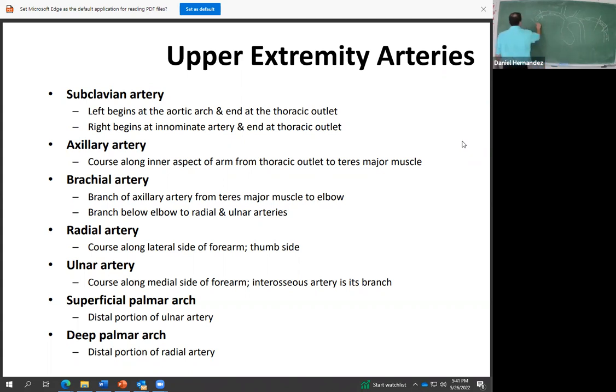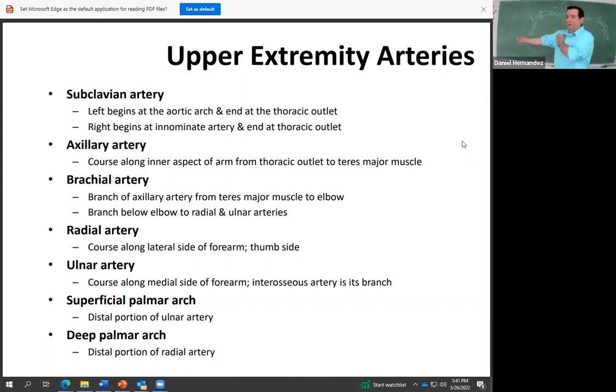Same thing. This is our teres major muscle. Getting into that upper arm now, and now this becomes brachial. So it's the brachial artery. Really it's essentially the same artery, just changing name as you're coursing through different areas.